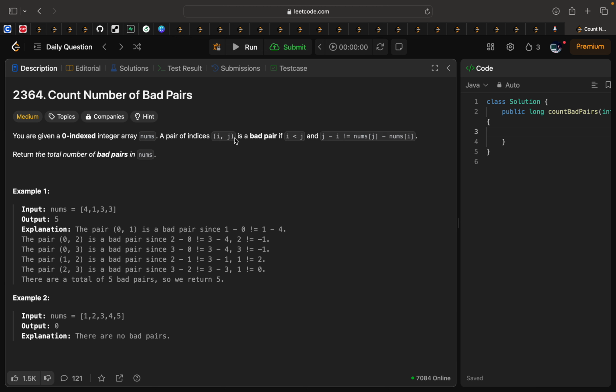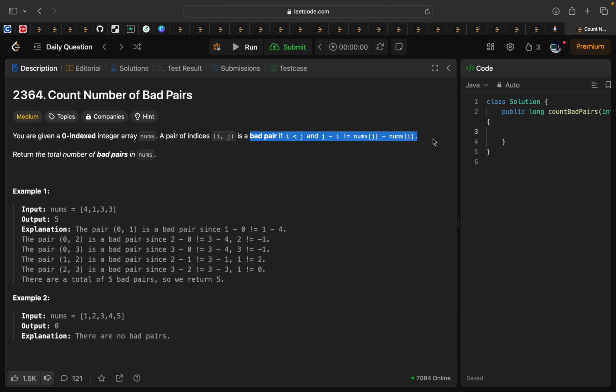Okay, so this is the definition of a bad pair. It means i is smaller than j and j minus i is not equal to nums of j minus nums of i.